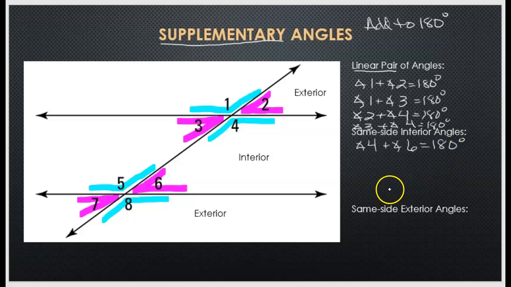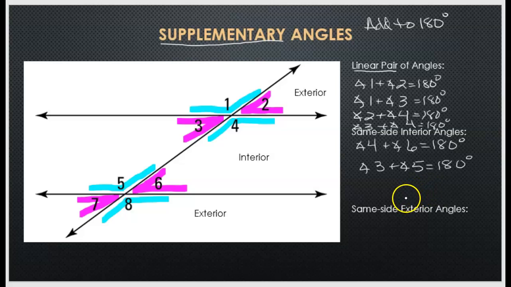So there is one more pair of same side interior angles within the diagram. See if you can find that and write that down in your notes. Go ahead and press pause now. Okay, and hopefully you got that angle 3 and angle 5 is the other pair of same side interior angles. Therefore, they add up to be 180 degrees.